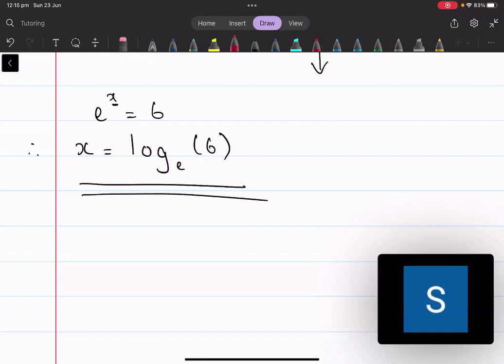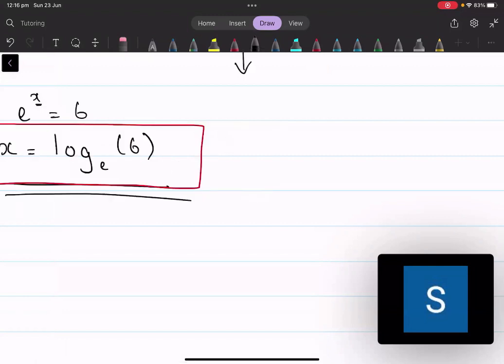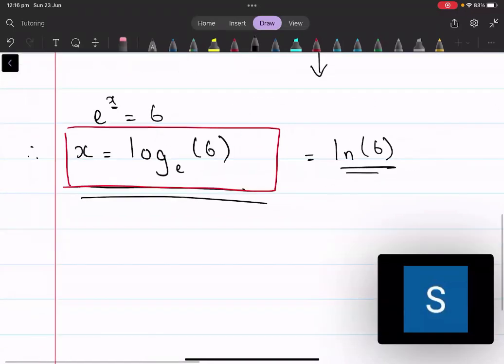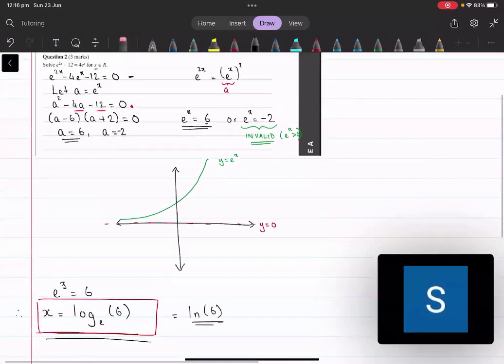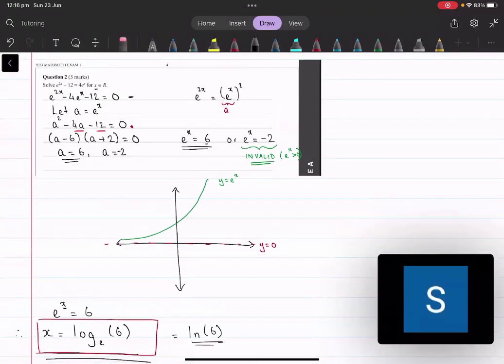Remember, you do not have a calculator in this question, so you are expected to leave your answer in exact form, which is exactly what this is here. Another common notation that you might see is ln of 6. The ln here stands for the natural logarithm. It's the same thing. I have written it out as log base e just to make it a little clearer. So the solution is x equals log base e of 6, or the natural logarithm of 6.